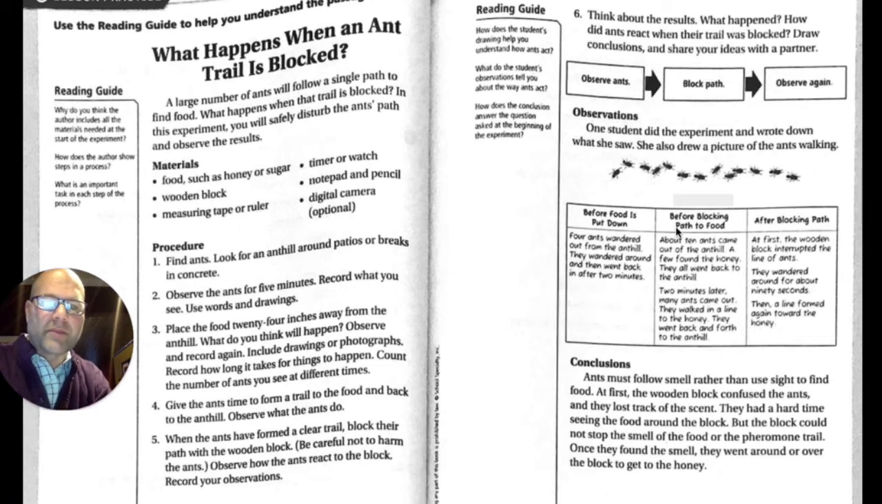Before blocking path to food, about 10 ants came out of the anthill. A few found the honey. They all went back to the anthill. 2 minutes later, many ants came out. They walked in a line to the honey. They went back and forth to the anthill.